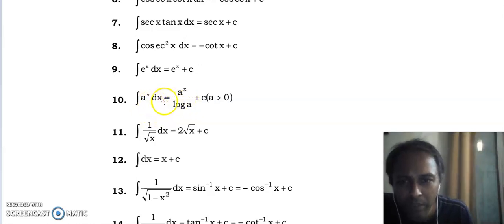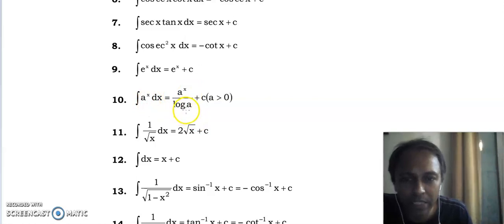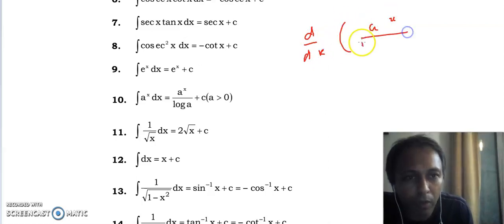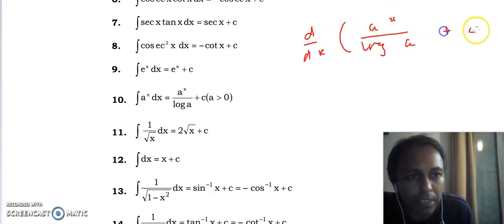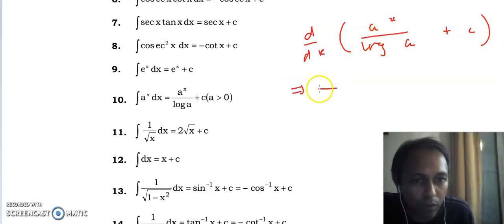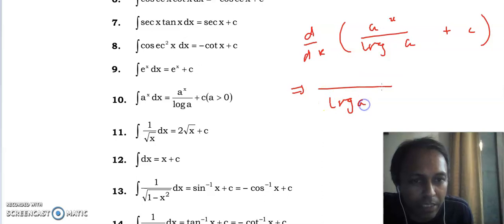Look at this one. Students often have a doubt over the integration of a raised to x, how it is a raised to x upon log a. Recollect everybody, if you take the derivative of a raised to x upon log a plus some constant c, then do not apply the u upon v rule. Log a is a constant, so it will just stay down there.